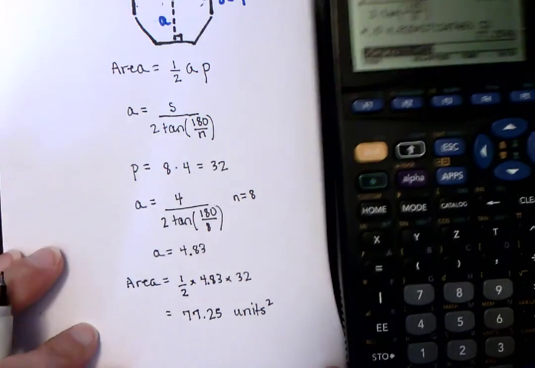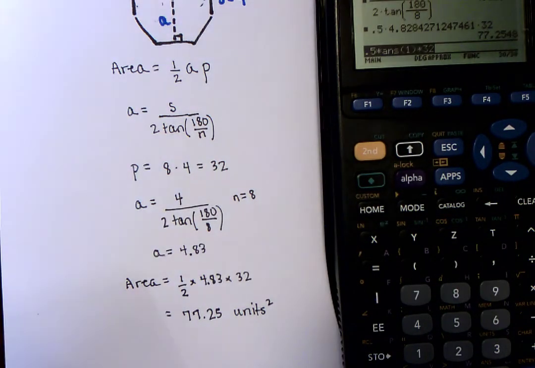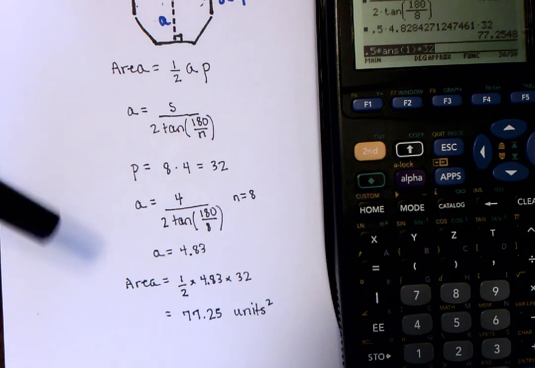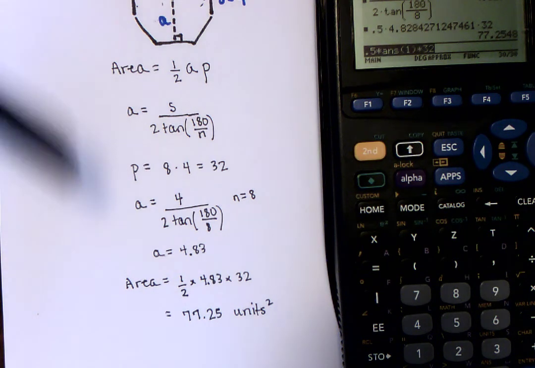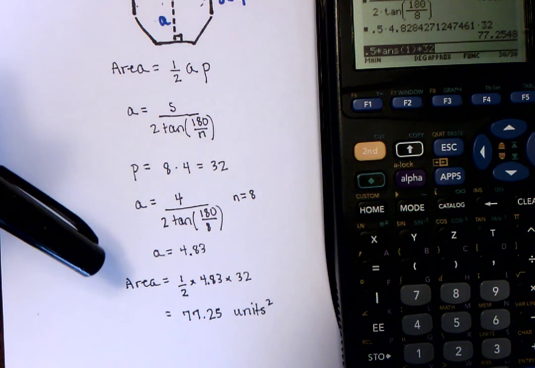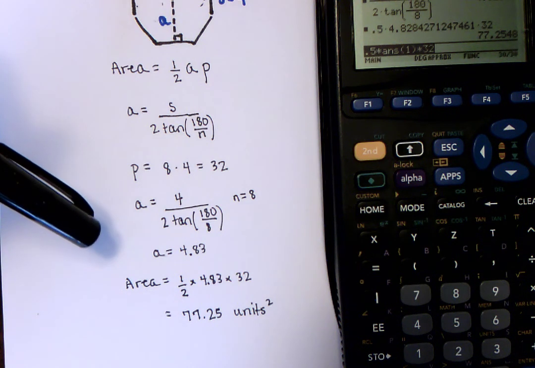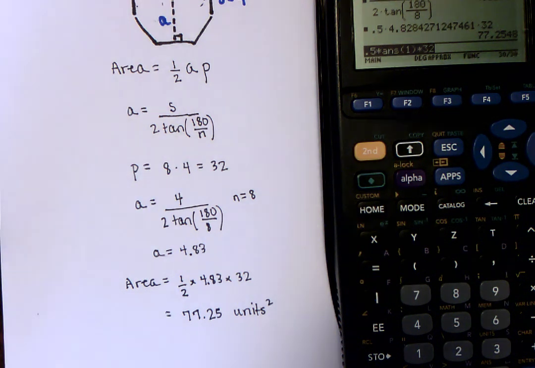You can do this for any polygon. Even the hexagon, even though it has a specific formula, you could just use this general formula to figure out the area of the hexagon. But I did put the hexagon formula up there for you.